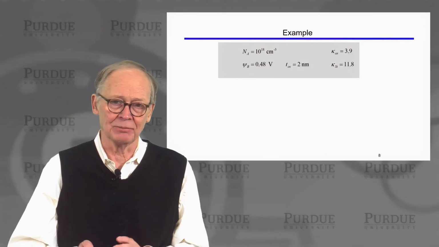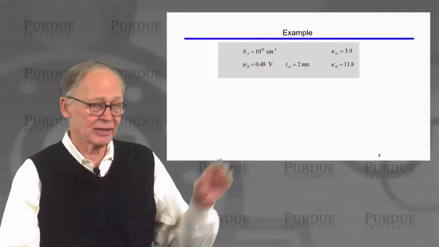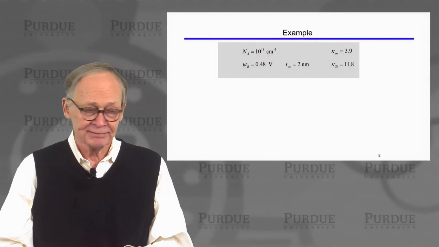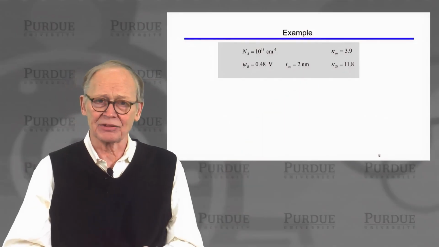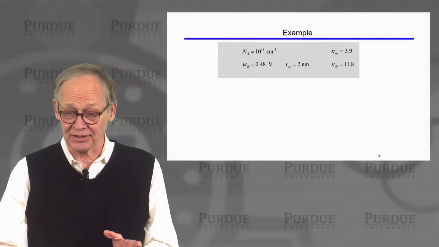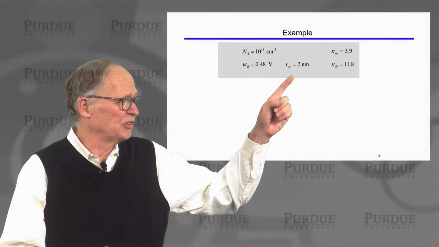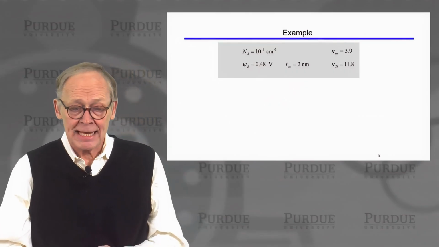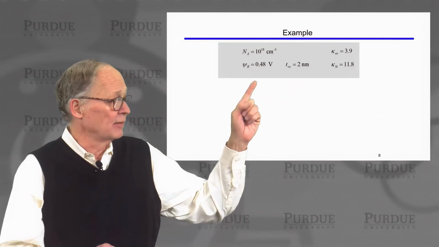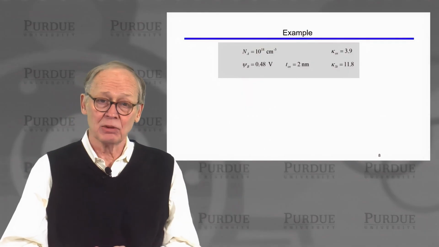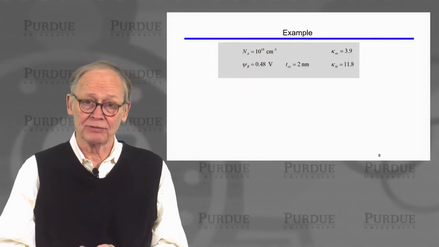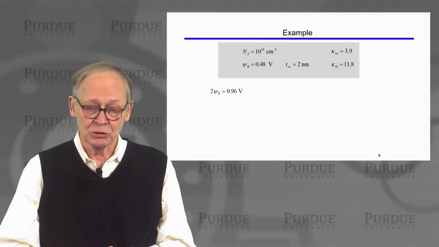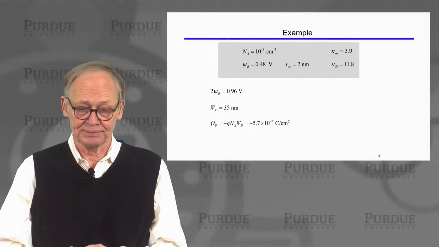Let's do a quick example. Let's say our p-type semiconductor is doped at 10 to the 18th per cubic centimeter. We have some numbers for the dielectric constant of the oxide and of the silicon. A reasonably thick layer of SiO2, 2 nanometers. And if we compute psi b, we'll find that psi b is 0.48 volts for this doping. 2 psi b is 0.96 volts.